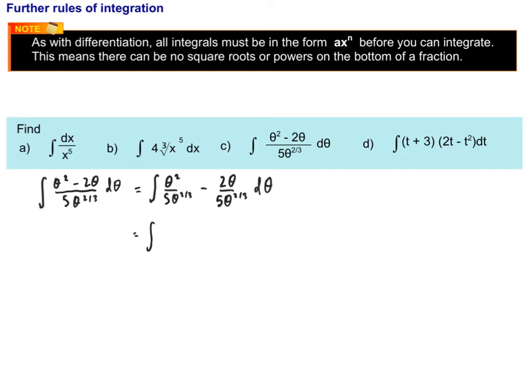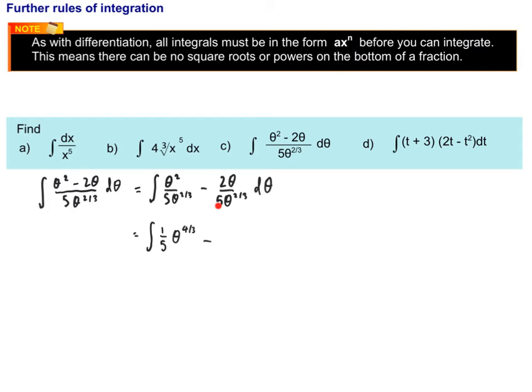I'll deal with the coefficients, the numbers first. I've got 1 over 5, and I can just use my rules of indices here. I've got 2 subtract 2/3, so that's going to be theta to the power of 4/3. Because 2 wholes, well that's 6/3, minus 2/3 will leave me with the 4/3. And I'm going to leave it as a top-heavy fraction rather than a mixed number. So do not write 1 and 1/3.